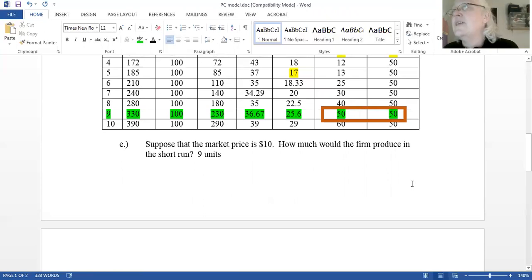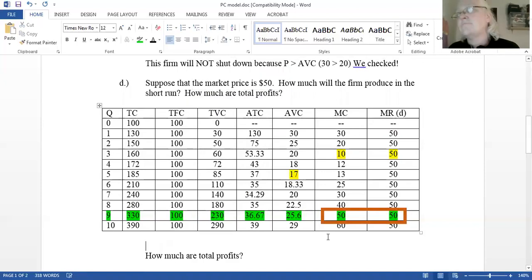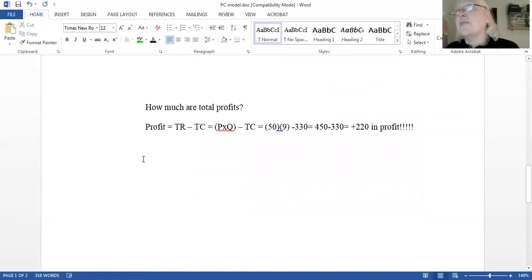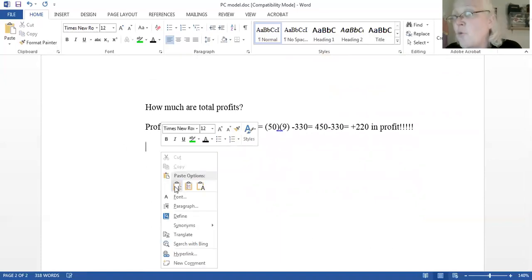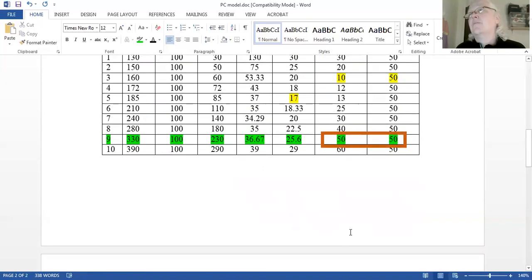What else? Now, lastly, I gotta get rid of this. The last part, E, I'm gonna cut. Okay, now the last part said, okay, E, one more scenario. What would it be if it dropped to 10? What would the profit or loss be?